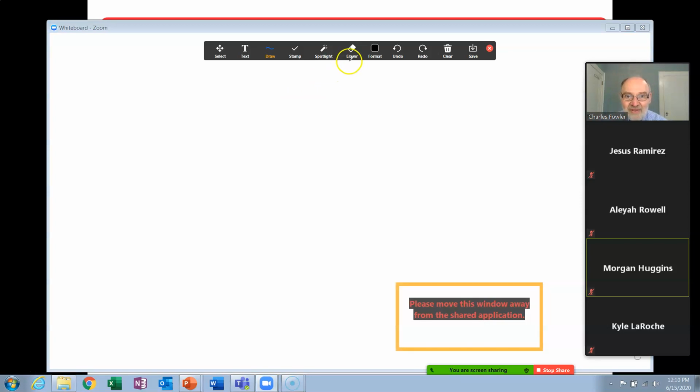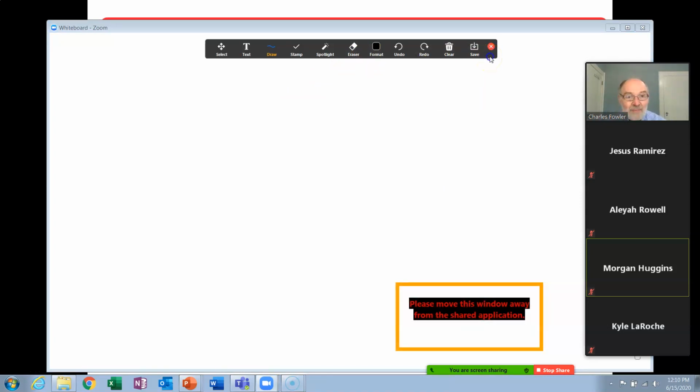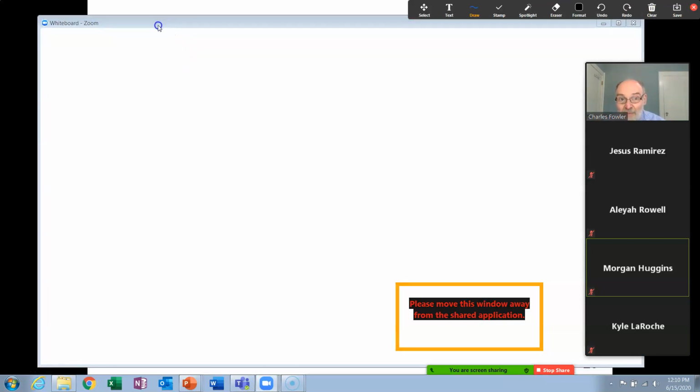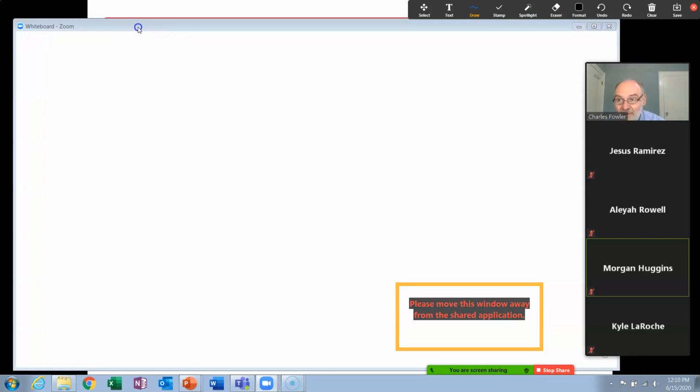Okay. Now you see I have another taskbar up here that now I have to move. You can't see it, but I can. So I've got three taskbars I'm having to shift around so you can see. And the other thing I'm going to do is shift the whiteboard this way as much as I can.